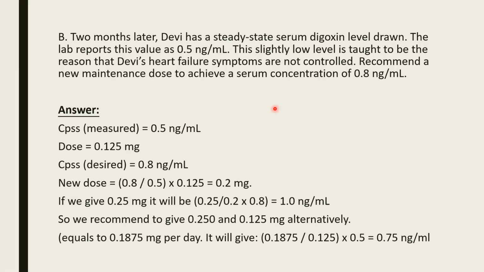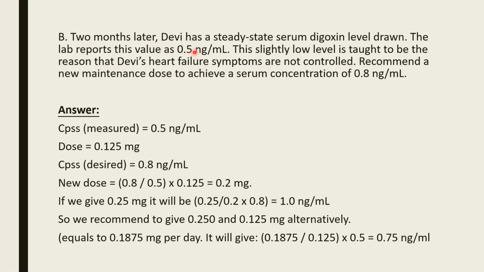Two months later, Devi has a steady state serum digoxin level drawn. The lab reports this value as 0.5 nanogram per ml. This slightly low level is thought to be the reason why Devi's heart failure symptoms are not controlled. Recommend a new maintenance dose to achieve a serum concentration of 0.8 nanogram per ml.